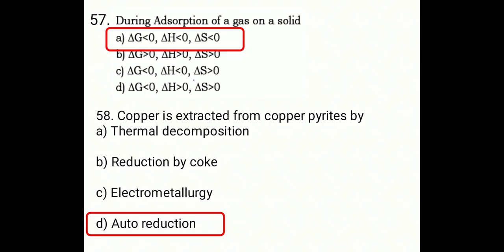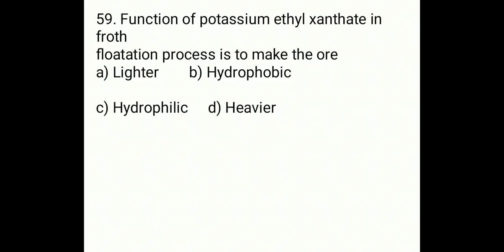And 57, during adsorption of a gas on a solid, remember here delta H is negative, delta S is negative, delta G is also negative. All the three are negative. Hence the answer for this question is A. Copper is extracted from copper pyrite by, remember, auto reduction or self reduction, a very famous extraction it is. So answer is D.